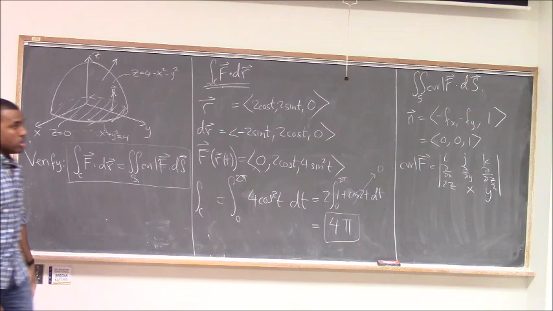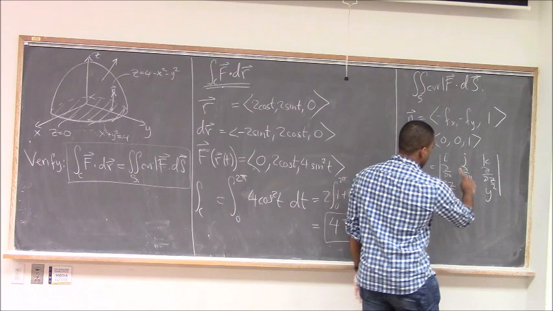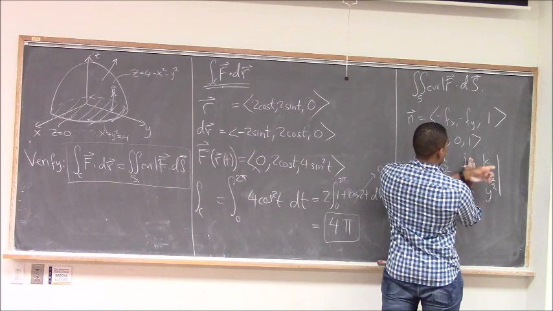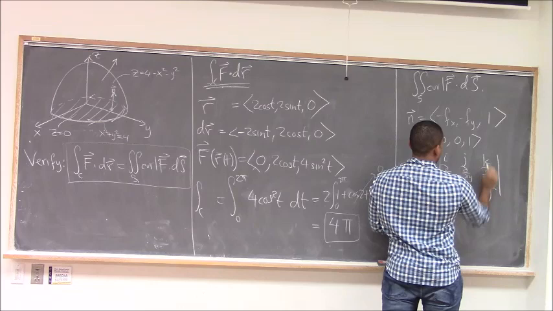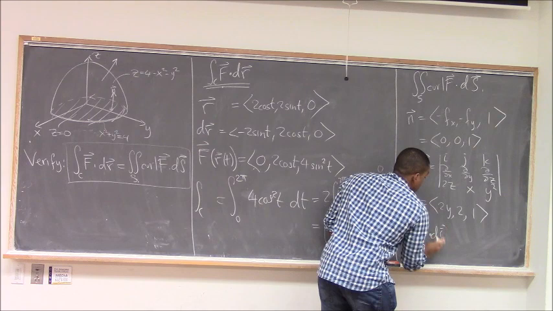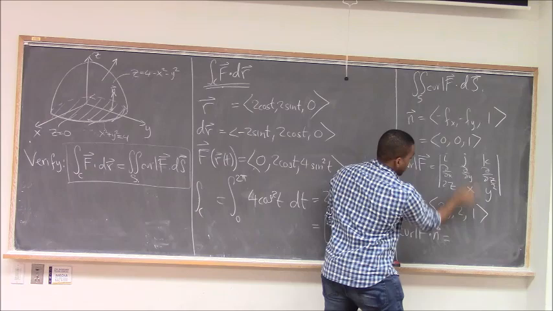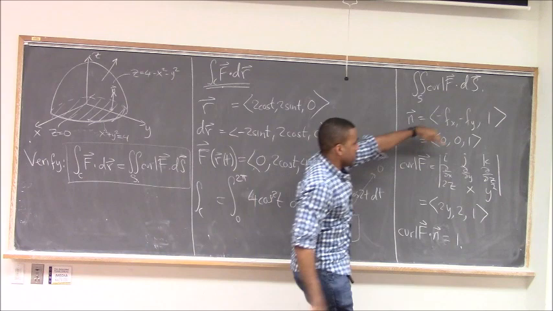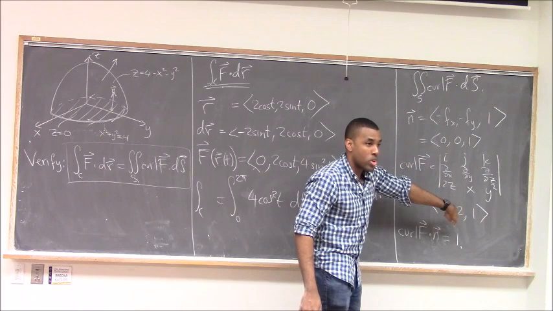So the curl of this is going to be 2y, 0, 2, 1. But now when I dot product these two, curl F dot n now becomes 0, 0, 1. If I had like 2x, 2y here, I wouldn't get that. I would have like 4y squared and 4x plus 1.